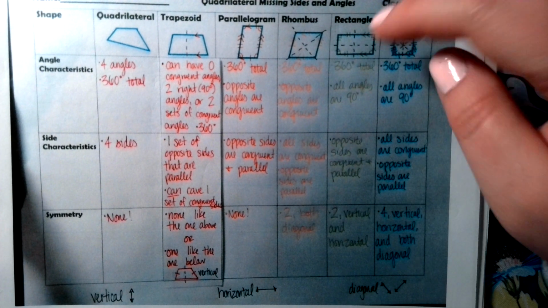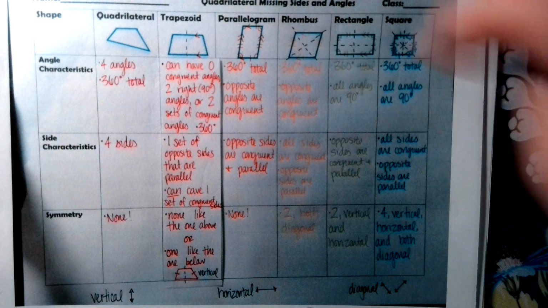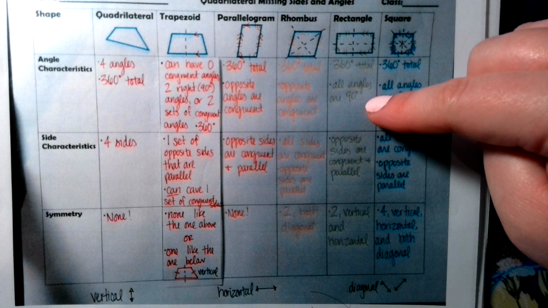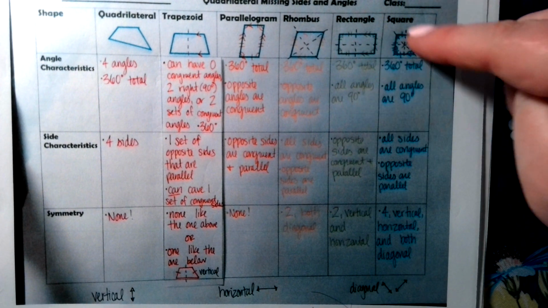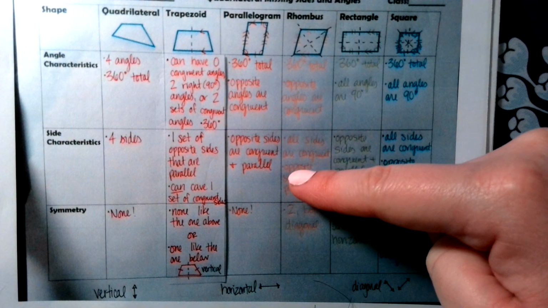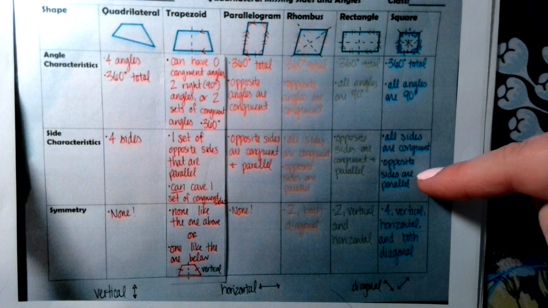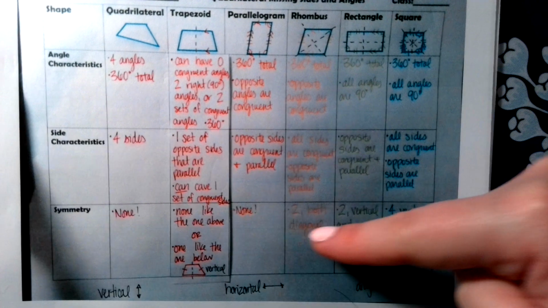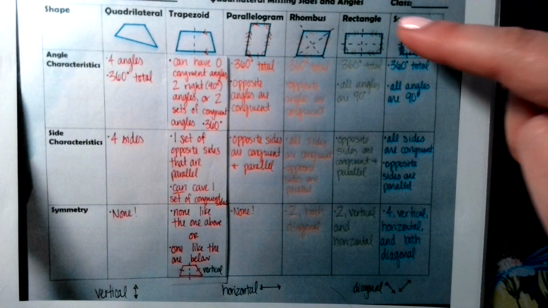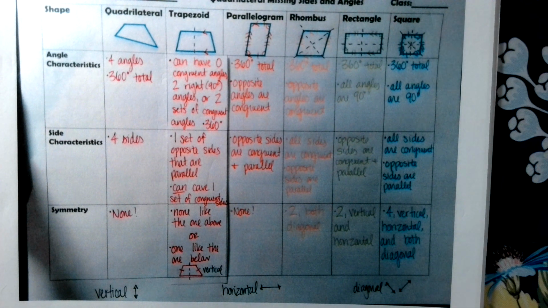And then a square is like a rectangle and a rhombus came together and had a little baby because it has the characteristics of the angles of a rectangle. All of them are 90 degrees. The side lengths are the characteristics of a rhombus in that they're all congruent and the opposite sides are parallel. And it has both of their symmetries: vertical, horizontal, and both diagonal.